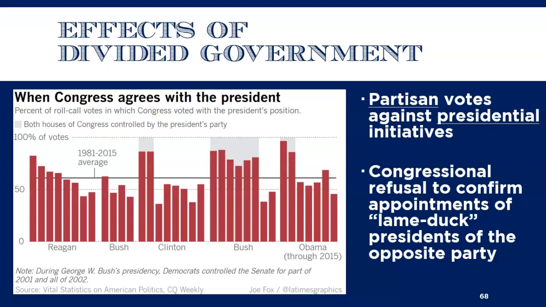Congressional refusal to confirm appointments of a lame duck president. Right now the president is trying to push through a new Supreme Court justice, and that would not happen for sure if the Senate was held by the Democrats. Okay, they would be against the Republican president in any kind of appointments that he may have.